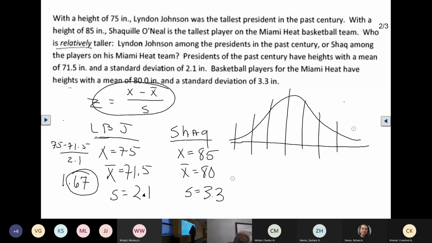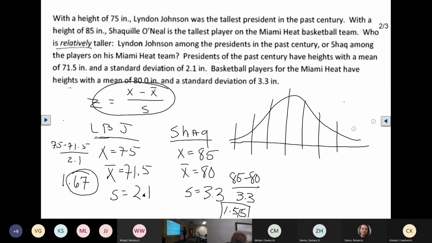Shaq is going to be 85 minus 80 over 3.3, and I need somebody to give me that Z-score. 1.51. 1.515. Okay? 85 minus 80 divided by 3.3. Does everybody confirm those two numbers? 1.67 and 1.515. Is that correct? Yes, yeah. Okay? Now plot those two.